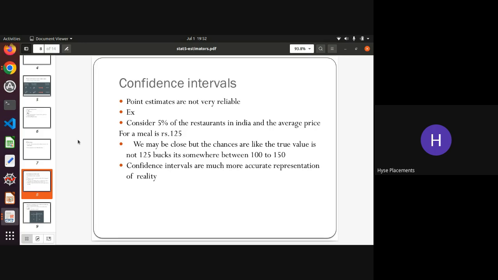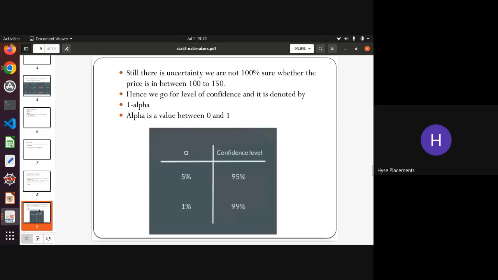If you do that at a confidence interval level, saying from this range to this range the actual mean lies, confidence intervals are more reliable. At least we can assume the actual mean is present between these intervals, a close approximation. Still, there is uncertainty. We are not 100% sure whether the price is between 100 to 150. The price might increase or decrease from 100 also. Hence we go for a level of confidence.